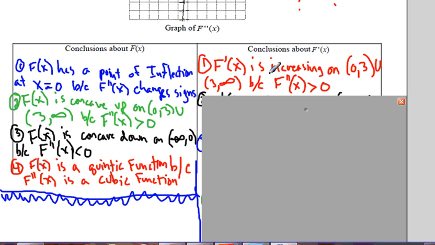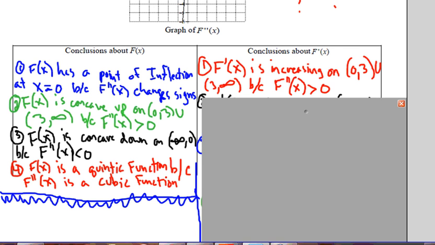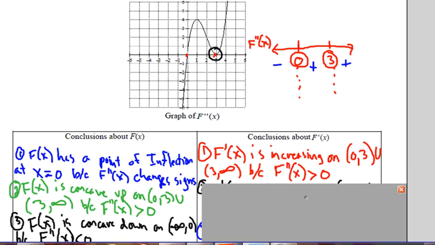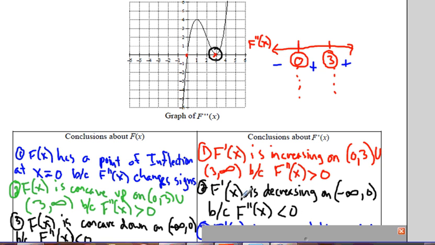So the derivative is increasing from 0 to 3 because the second derivative is positive. And again from 3 to infinity, because the second derivative is going to be positive. I then know that the derivative is going to be decreasing from negative infinity to 0 because the second derivative is negative. So 0 to 3 and 3 to infinity is where the second derivative is positive, and from negative infinity to 0, it's negative.